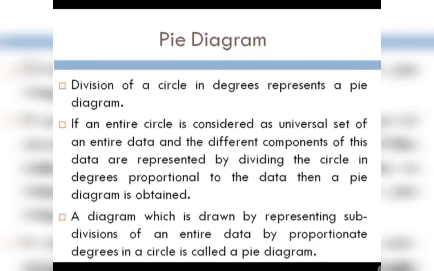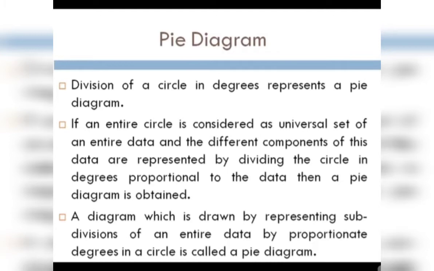Then the second point: if an entire circle is considered as a universal set of an entire data, and the different components of these data are represented. So here we can say a set of entire data is available to us. There are different components, items, as per your textbook it is given: book, stationery, phone, computers, other devices, food, clothing, etc. By dividing the circle in degrees proportionate to the data, a pie diagram is obtained. Then as per that data, we'll find out the degree and accordingly put that in a pie diagram. Then we can get the exact one.